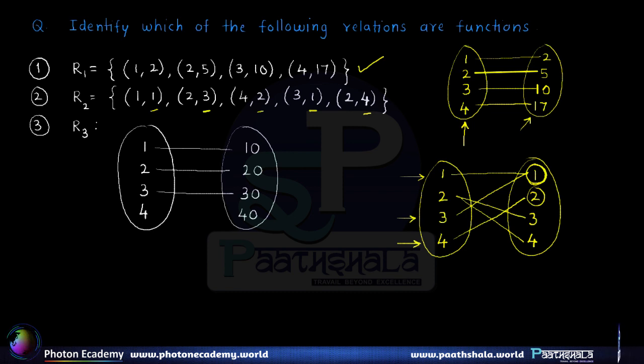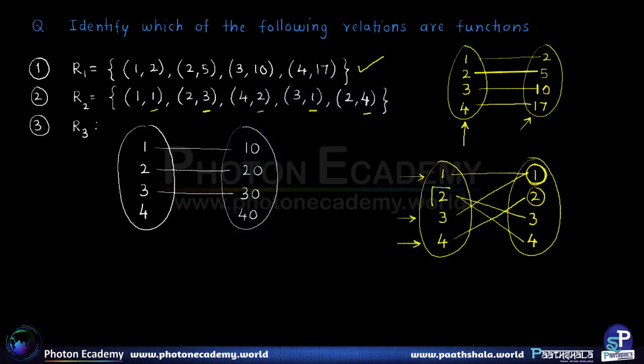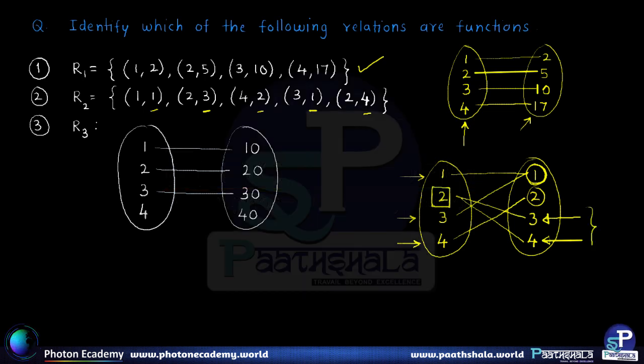But if you consider the last element, that is 2, you see that it has 2 images in the second set, which are 3 and 4. So therefore this violates the second part, because any element in the first set cannot have more than 1 image in the second set. So since the definition is not satisfied, this given relation is not a function. So it is just a relation, right?